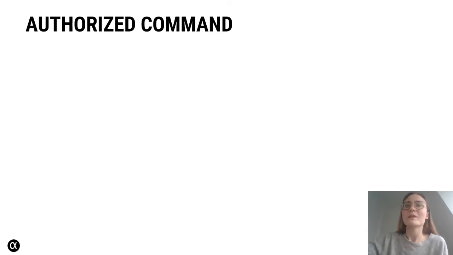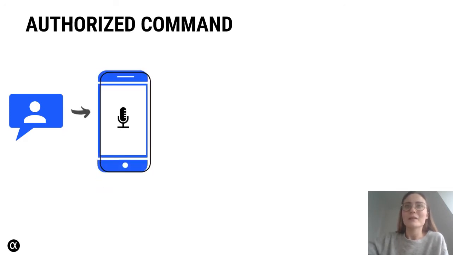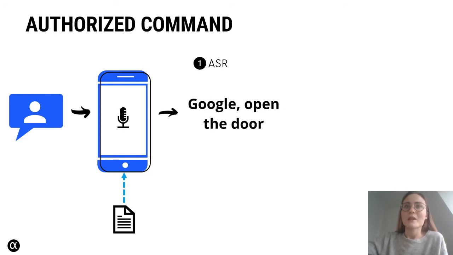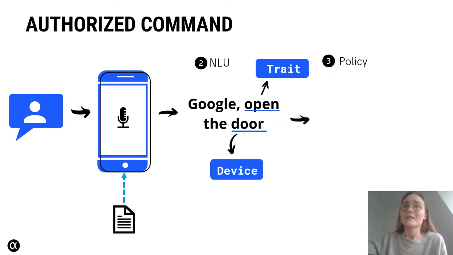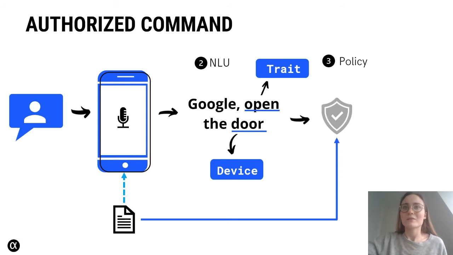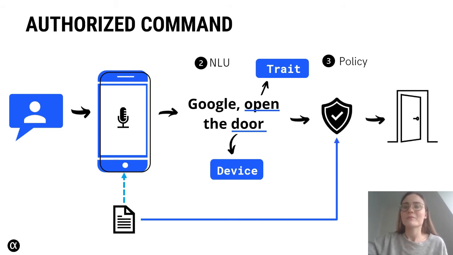Let's walk through what it looks like when the system receives an authorized command. We have our authorized user who says the command, which is then captured by their device, and that device has the policy module already loaded. The command is then transcribed by the ASR, and the NLU module will extract the trait and the target device. This is checked against the policy we have loaded, and in this case, the user is successfully authenticated, which in turn opens the door.